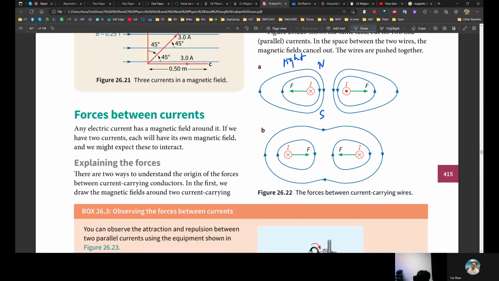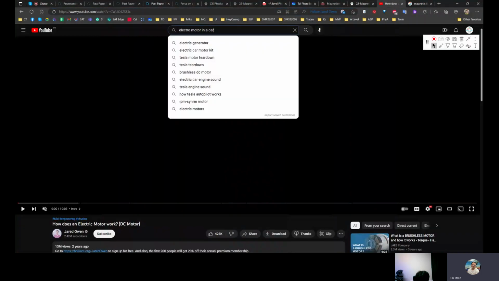North. Like north here and south here, and north here and south here, and therefore they will attract each other. And this way, north and north here, they repel each other. South and south here, they repel each other. And we can easily see the experiment to demonstrate that.